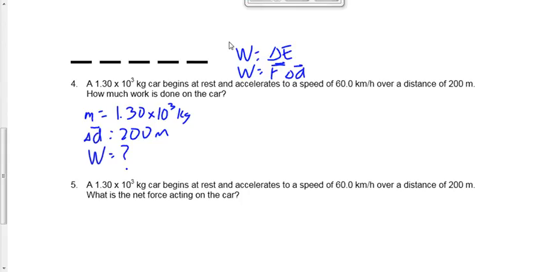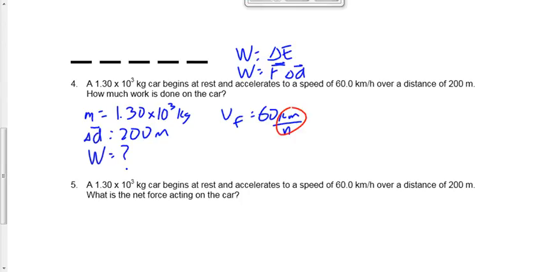What else do we have here? Tell me what other givens that we have here. Clearly, there is at least one other given here. Devin, what else we got in this question here besides M, delta D, and W? So VF is 60 kilometers per hour. You're right. We got to convert that to meters per second. Let's circle that in red, actually, just to remind us of that.